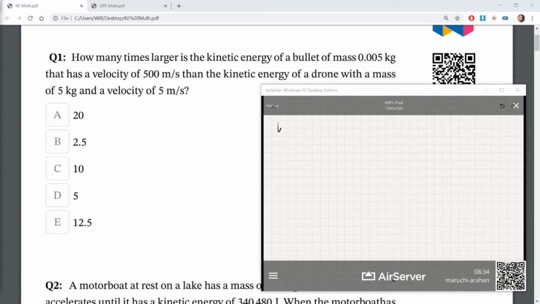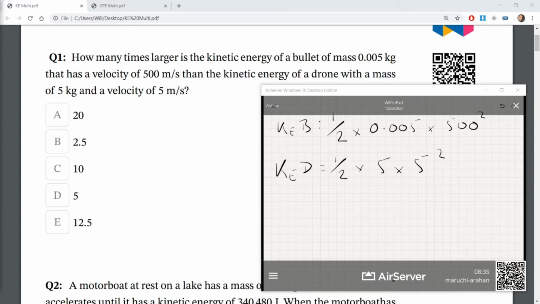So you've got the kinetic energy of the bullet, which is going to be half times its mass multiplied by its velocity squared, and the kinetic energy of the drone, which again is half times its mass times its velocity squared. Those are the two calculations that you need to do. Note that the mass in both cases is already in kilograms, so you don't need to do any conversions there.